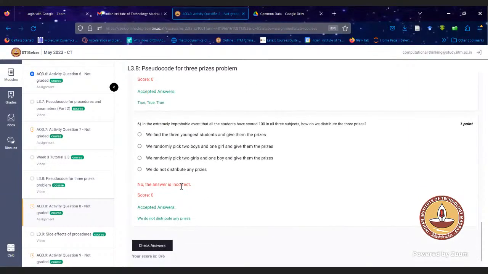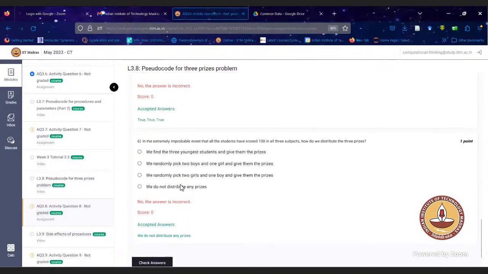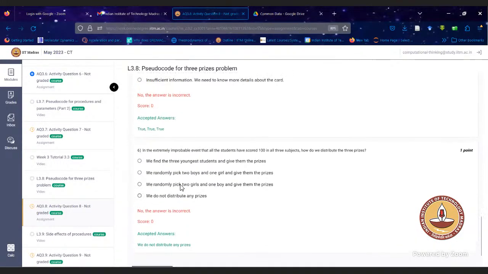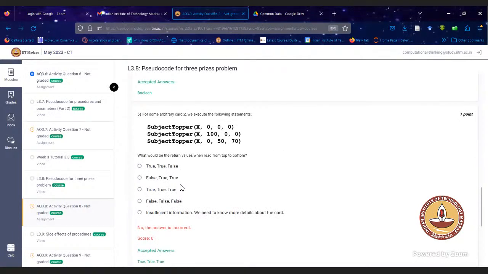Okay, understood, sir. Sorry, so question number fifth in the same, right? Yes, sir. For some arbitrary card X, we expect the following statements: subject topper X 0 0, subject topper X 100 0 0, subject topper X 0 50 70. What would be the return value when read from top to bottom?